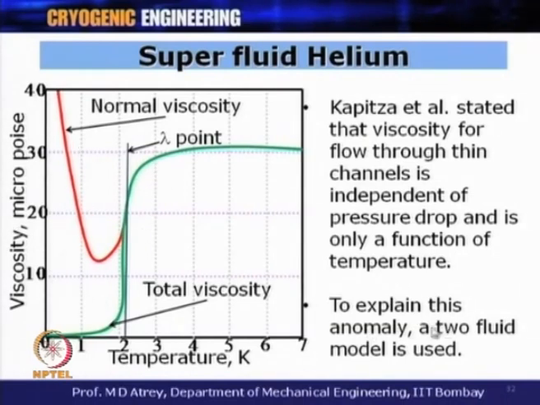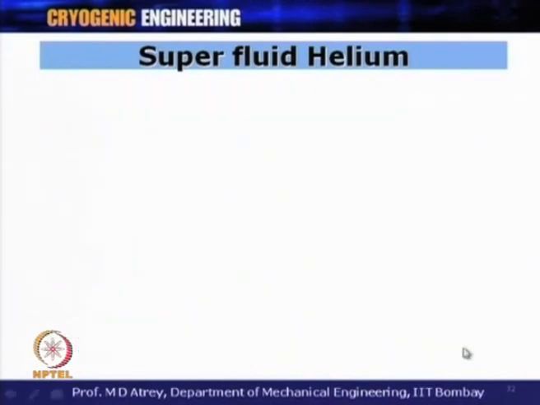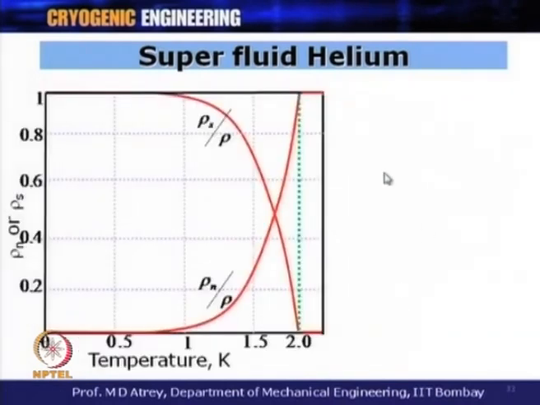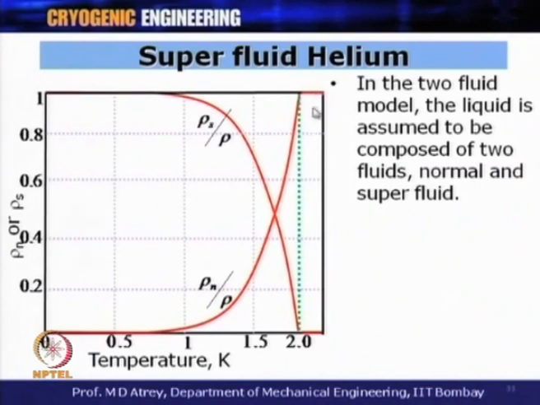What is this? To explain this, a two fluid model is being used. What is this two fluid model? Here I got a different behavior below the lambda point. This is my lambda point temperature, 2.17 Kelvin, and below 2.17 Kelvin I have got two curves which are giving me the density variations in the superfluid and the normal fluid. In the two fluid model, which was proposed by Kapitsa, the liquid is assumed to be composed of two fluids, that is a normal fluid and superfluid.